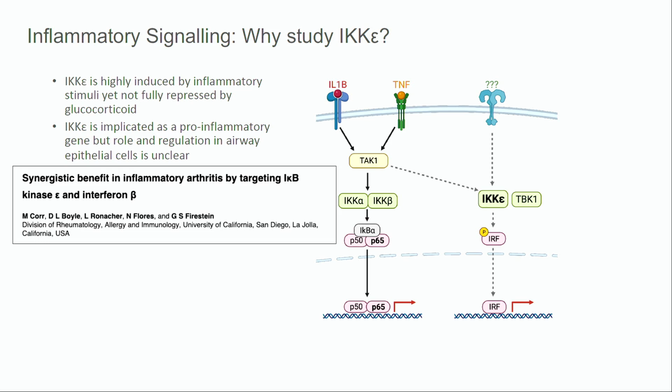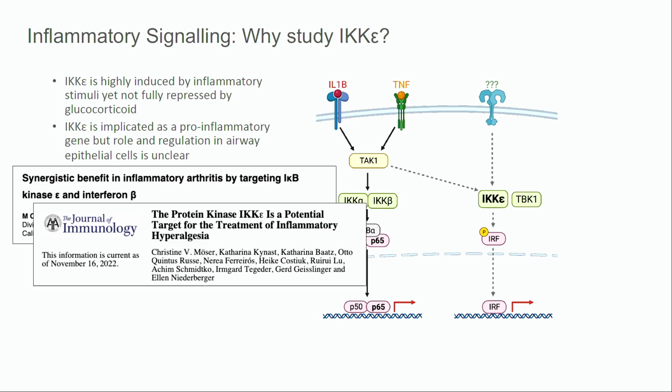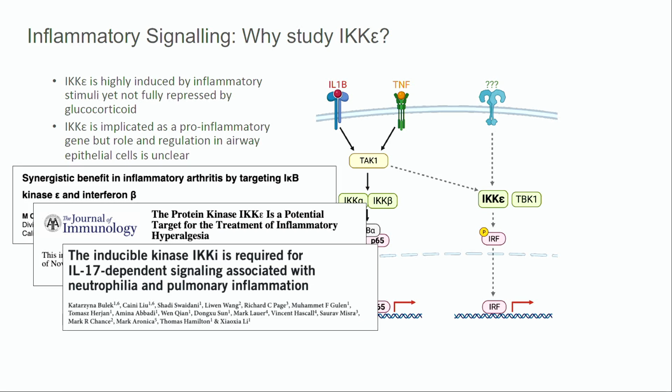So it has been implicated in other inflammatory diseases like arthritis. It's as well a potential inflammatory target in neurons. It's also implicated in pulmonary inflammation, but a lot of it has been studied in neutrophils, but not in airway epithelial cells.